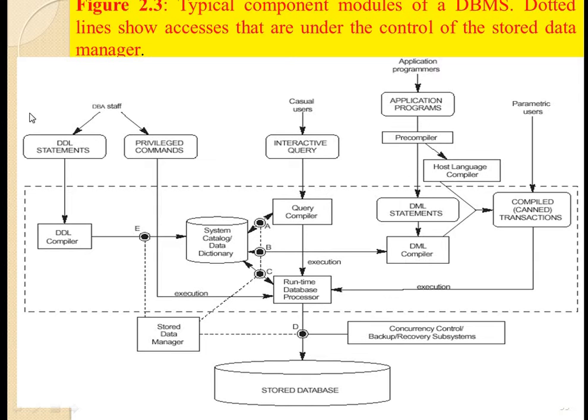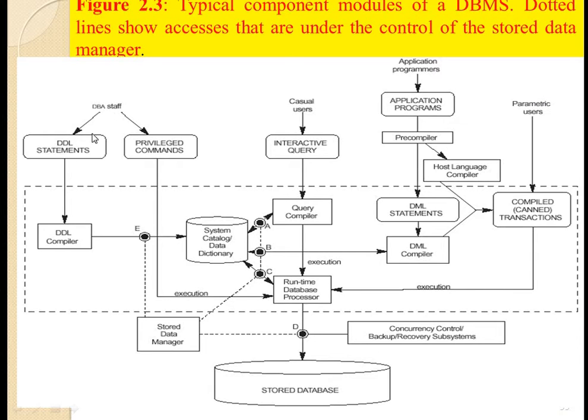In short, first we have the role of the DBA. The DBA staff is responsible for creating the DDL statement and the privilege command. Second is the role of the casual user, who is interested only in interacting with the DBMS in the form of a query. Third is the application programmer. Application programmers create the application programs which are precompiled for the DML statement. And the fourth type of user needed for the DBMS is the parametric user. Now these four different types of users have their different approaches.